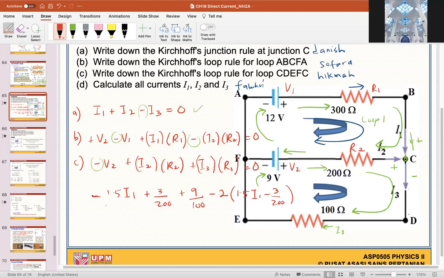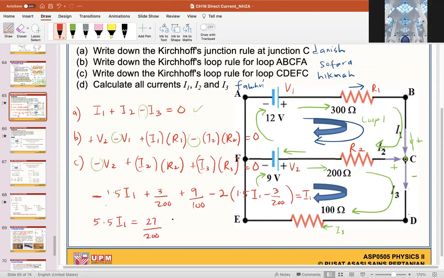Okay, the second equation. Sekejap, this is equal to 0? I think it should be equal to I1. Yeah, equal to I1. Okay, tak apa, kita tengok. Lepas tu, 5.5 I1 equal to 27 over 200. Okay.